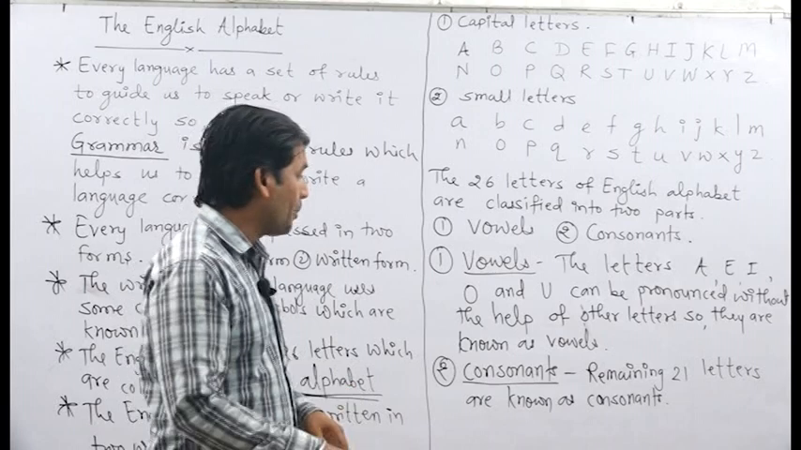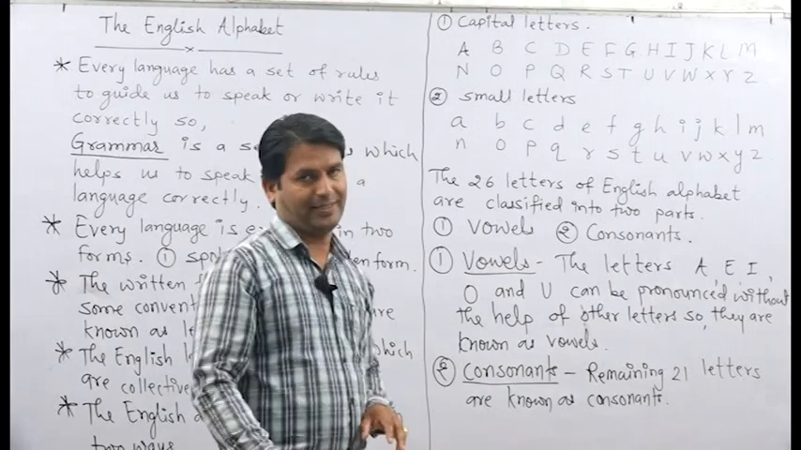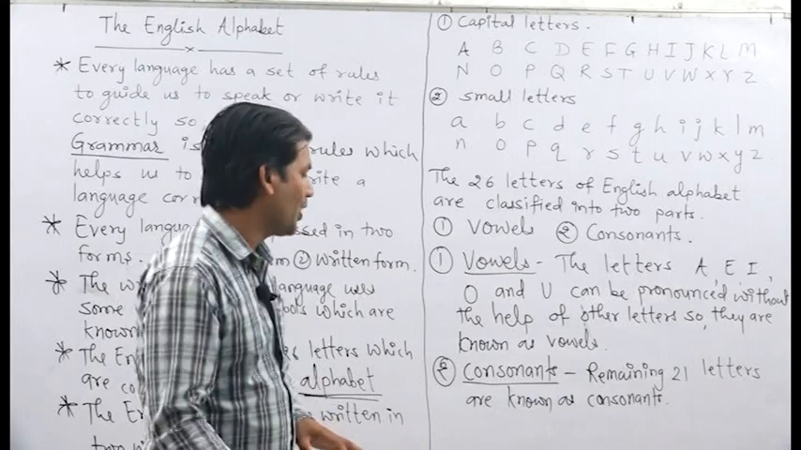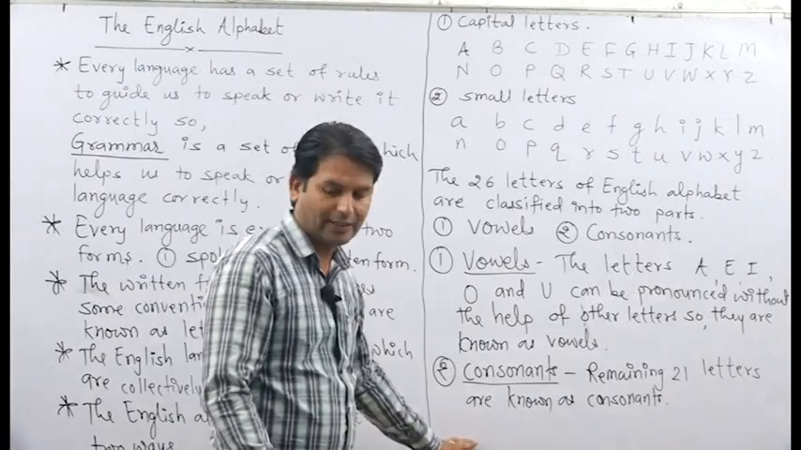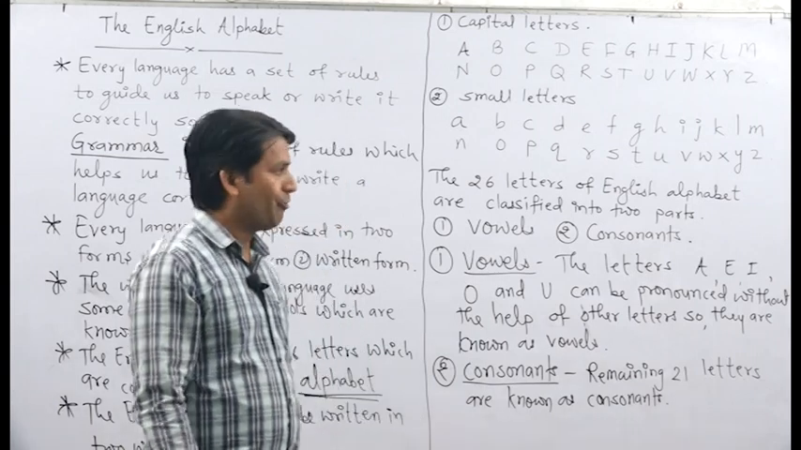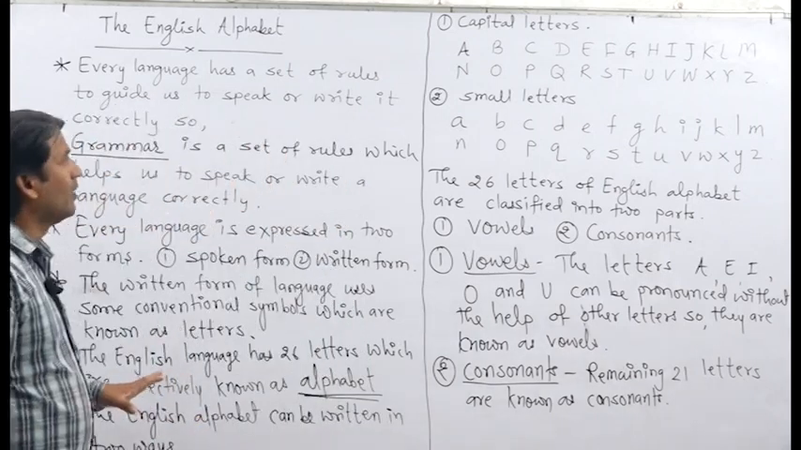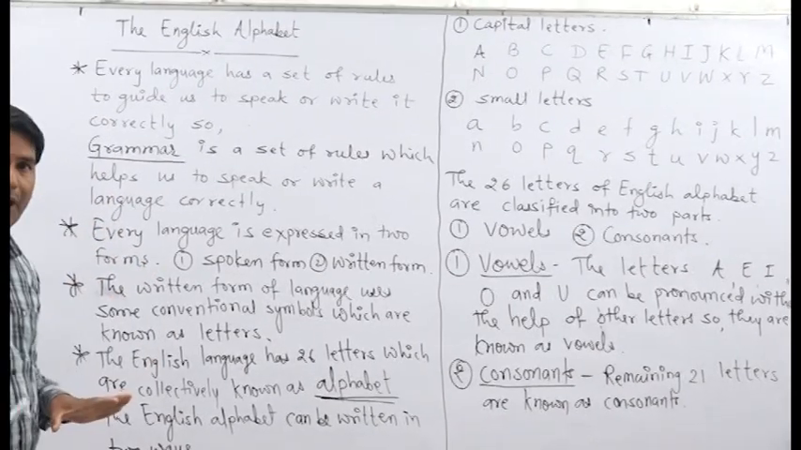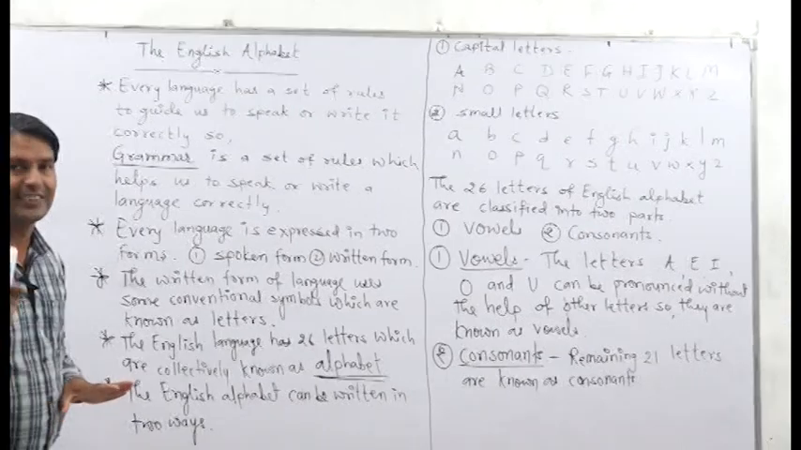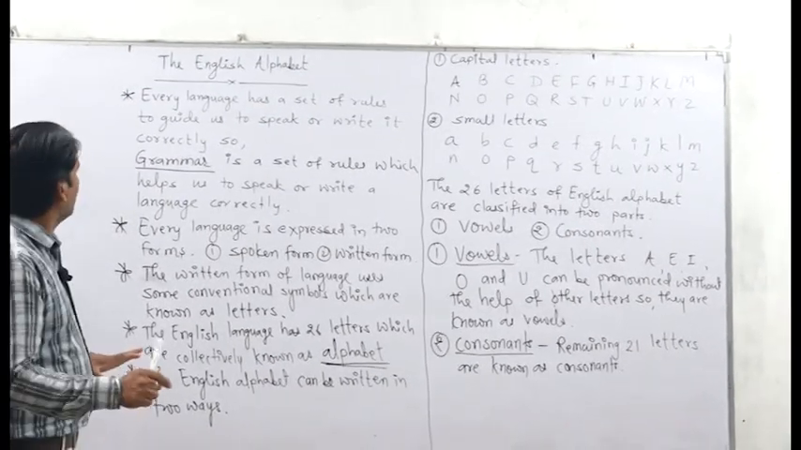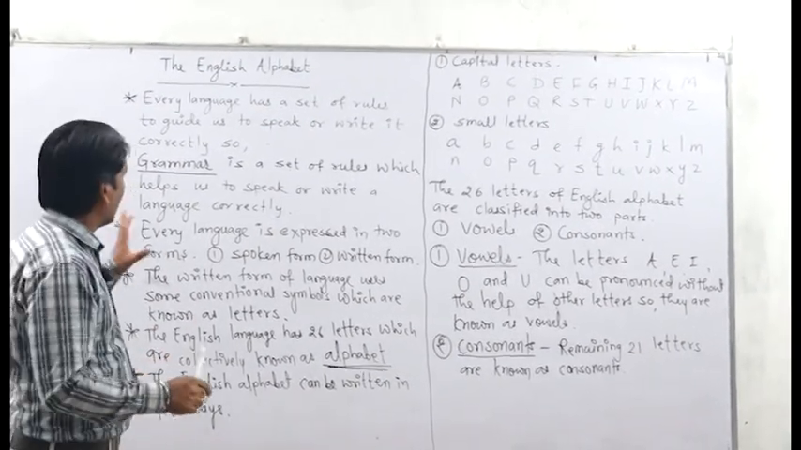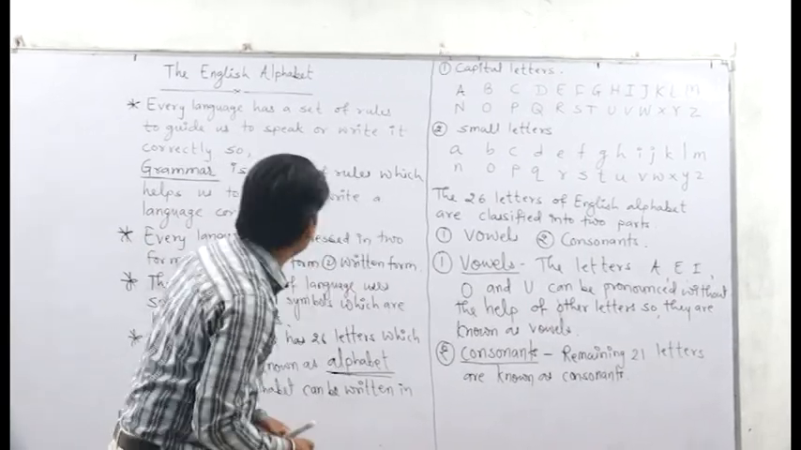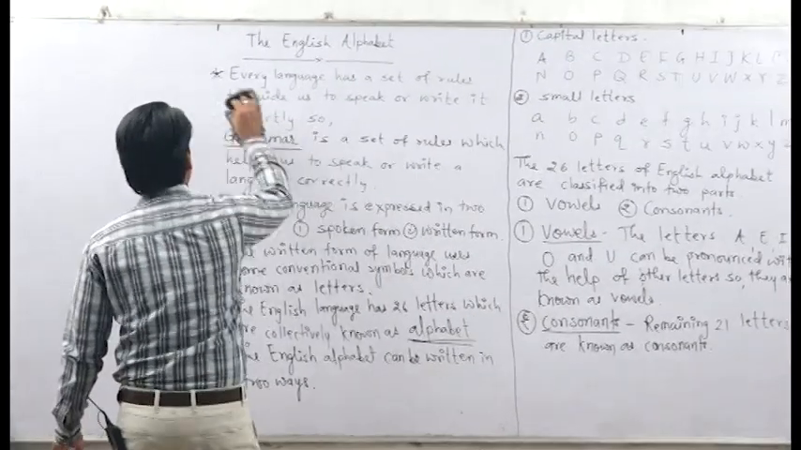And friends, remaining 21 letters are known as what? Consonants. Okay? Here we have learnt English alphabet, okay? Now I am going to give you one exercise on this topic, okay? Now note down this exercise in your notebook, okay?